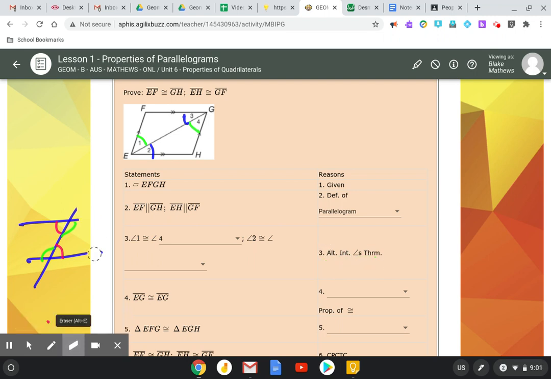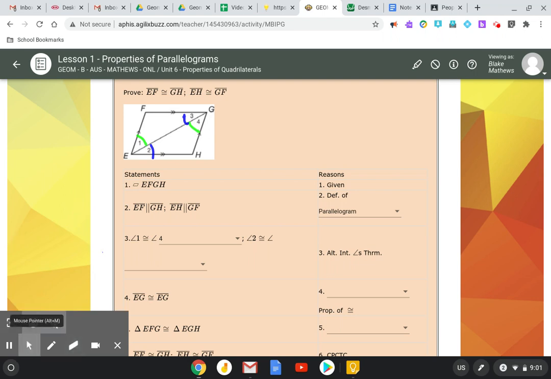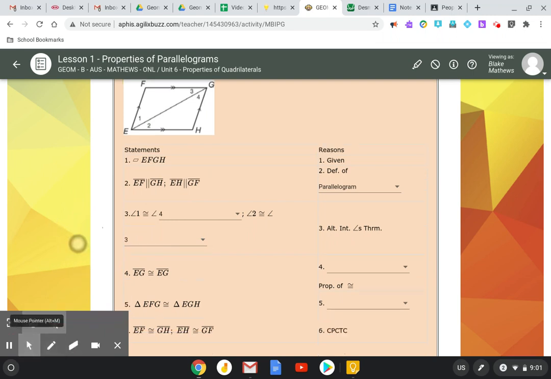So what we're saying is we know now that angles 1 and 4, and then of course 2 and 3, are going to be congruent. So we've proven that. Let's erase this. All right. Oops. So then what is next?